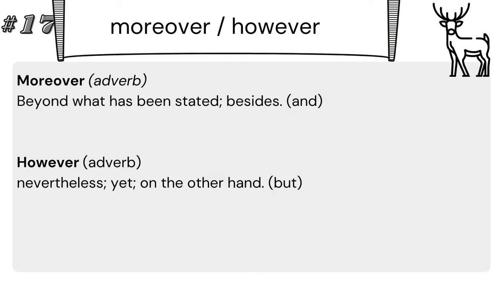Moreover, however. Moreover is an adverb, as is however. And the way I remember it is that moreover is kind of like "and," however is kind of like "but." So let's look at an example.